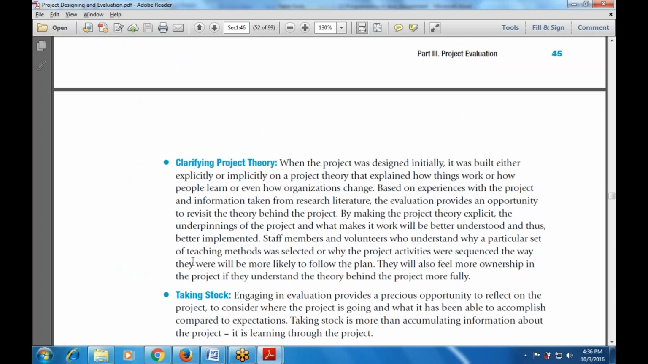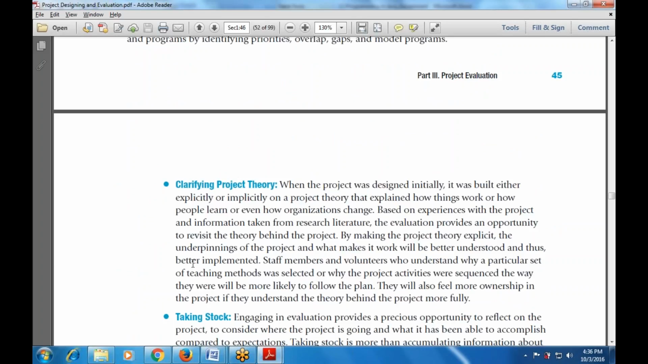Then clarifying the project theory. The next point is clarifying the project theory. What is the project theory that is developed? When the project was designed initially, it was built either explicitly or implicitly on a project theory: how things work, how people learn, or even how organizations change.